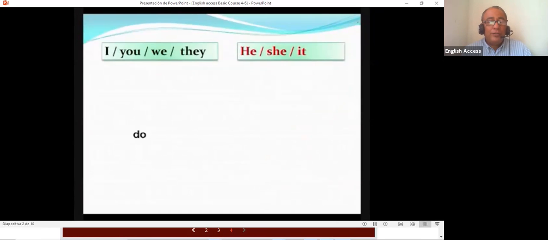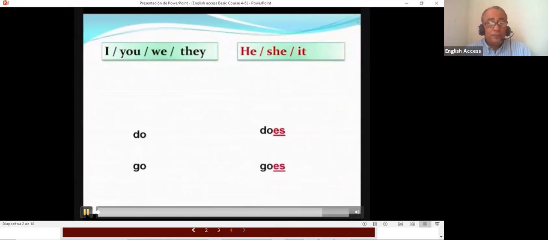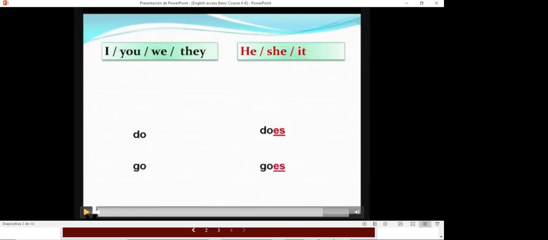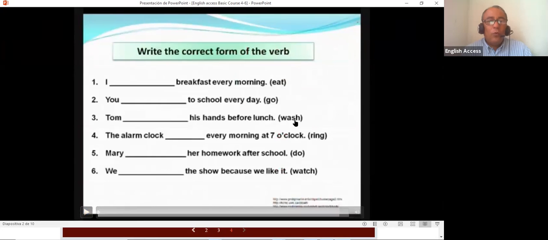Let's see more examples. Ending in o, do changes to does. Repeat after me, do, does. Go, goes. Very good. Now, using the verbs, please read the whole sentence using the verb. Lean toda la oración utilizando el verbo.